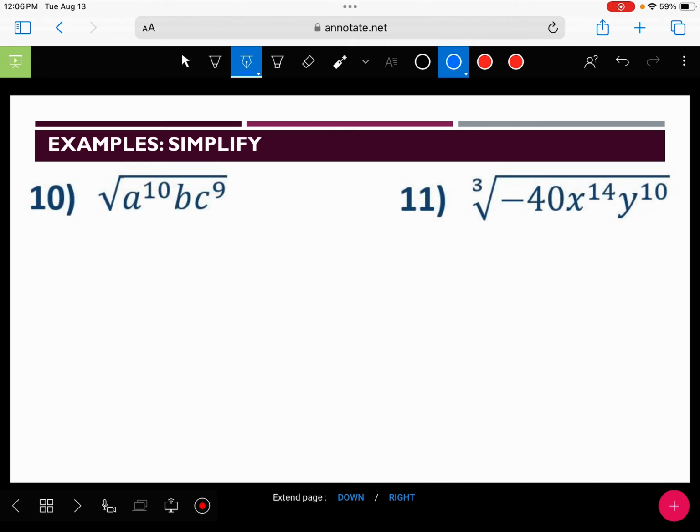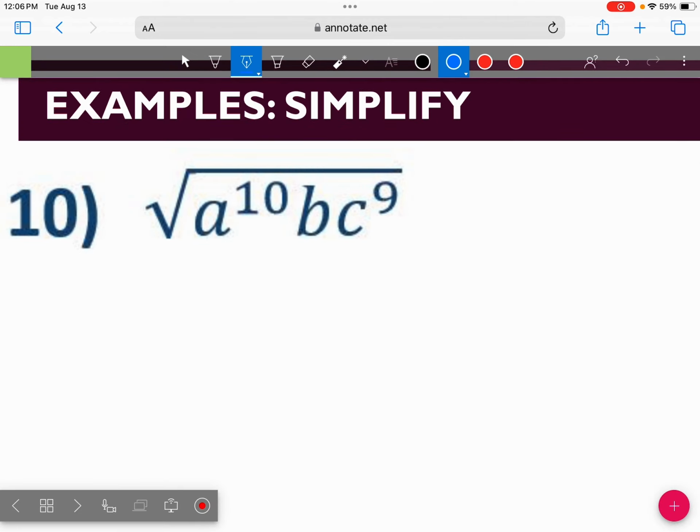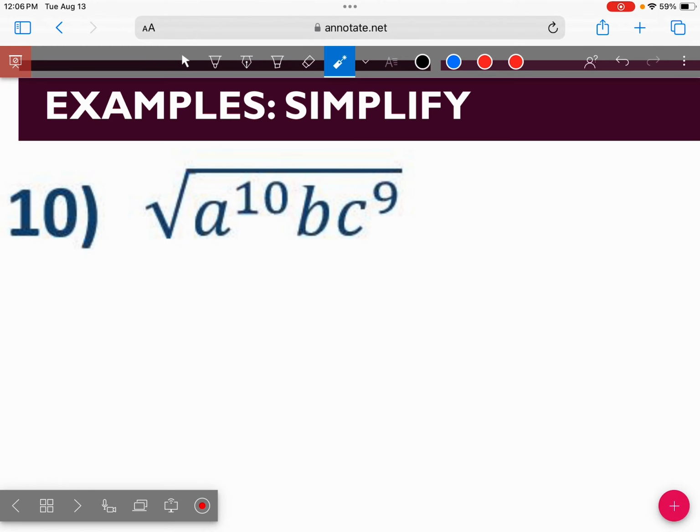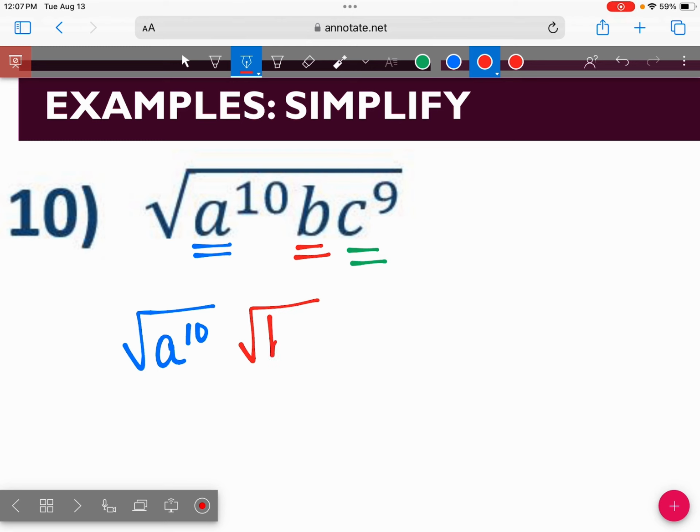All right, so again, there are three different things underneath this radical. What is the index right here? It's invisible. So that means I'm looking for pairs. I like to start by separating each one, because I'm looking at each one separately. So I'm going to rewrite this with their own radicals: the square root of a to the 10th, the square root of b, and the square root of c to the 9th.